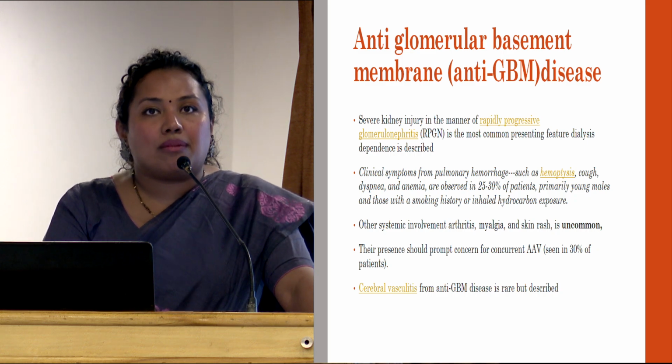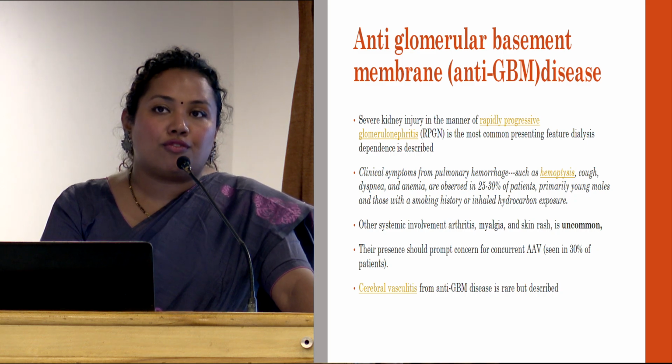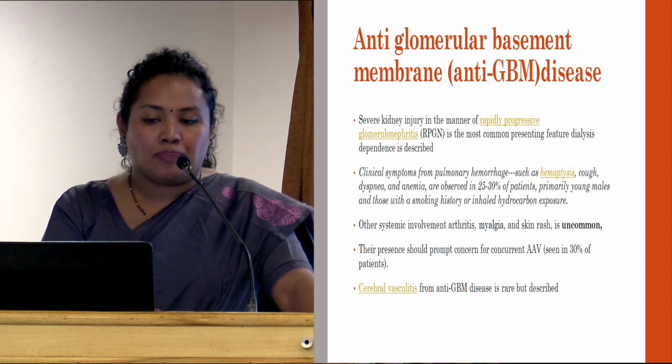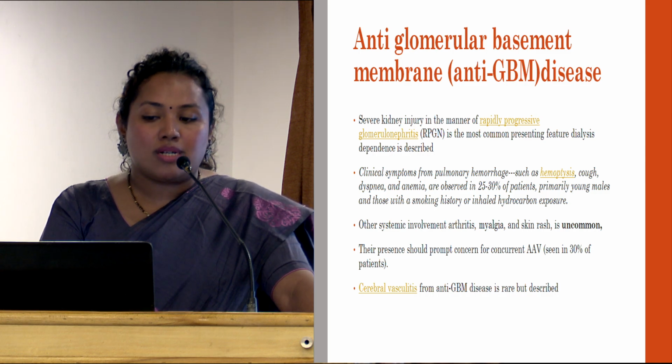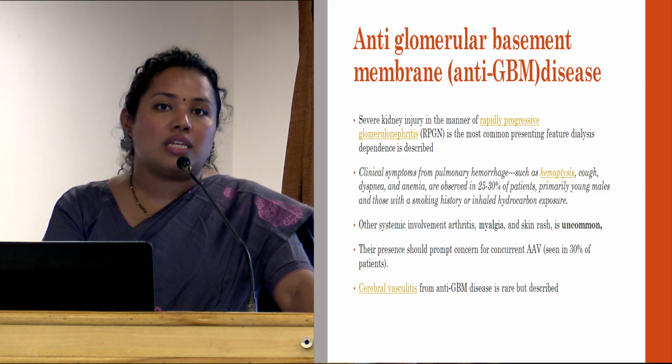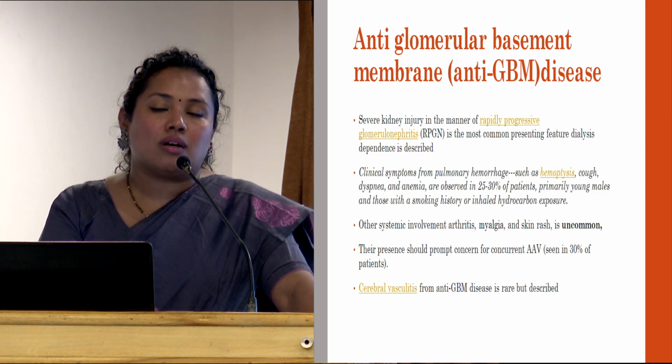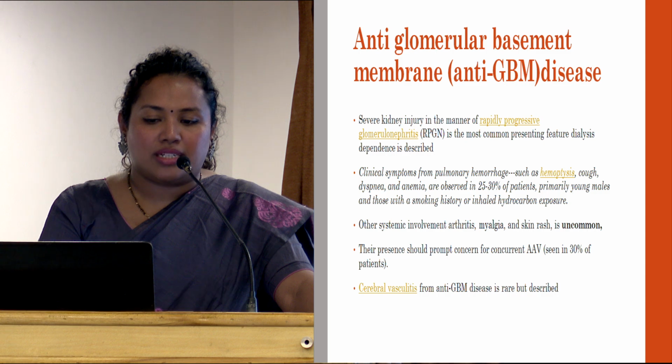Severe kidney injury can be seen in the manner of an RPGN, and here aggressive treatment is necessary. Patients can present with hemoptysis, cough, dyspnea, and anemia. Other systemic involvements are arthritis, myalgia, but it is fairly uncommon, and if there is presence of these associated symptoms, we also have to think of an overlap of ANCA-associated vasculitis.